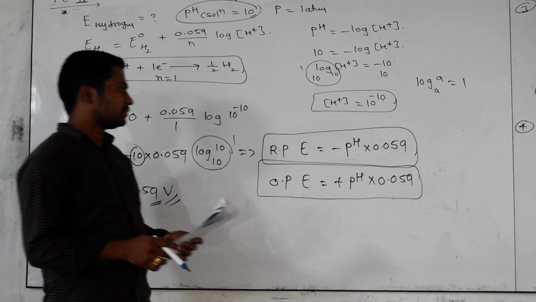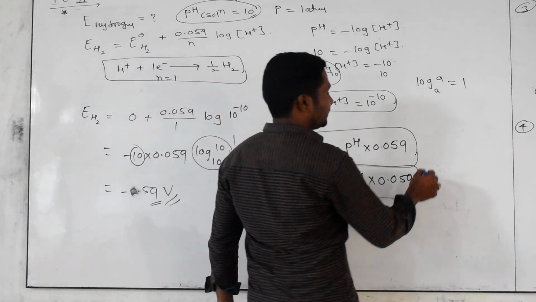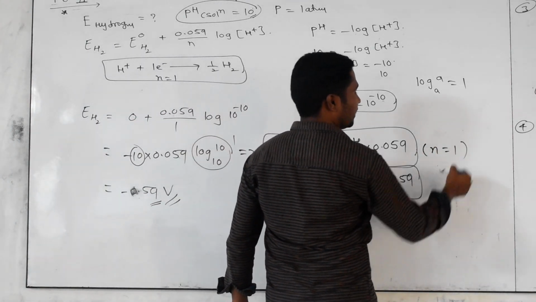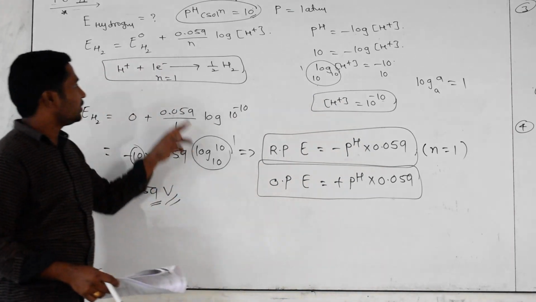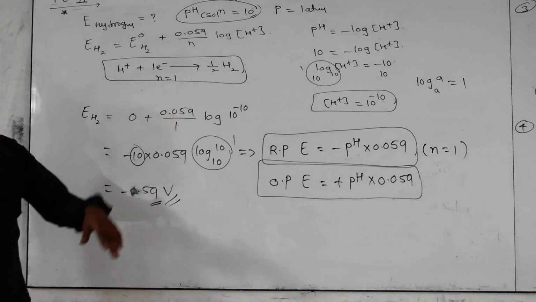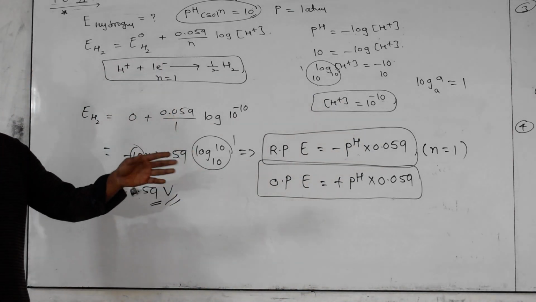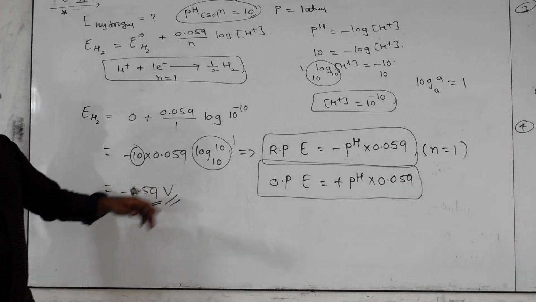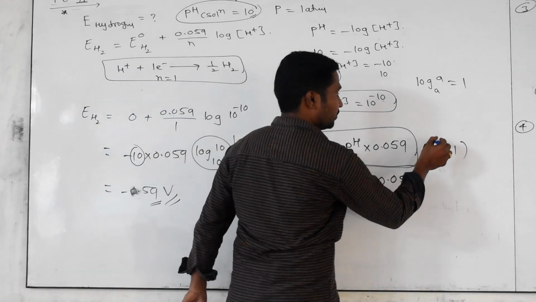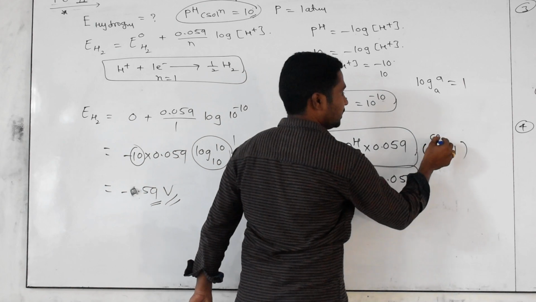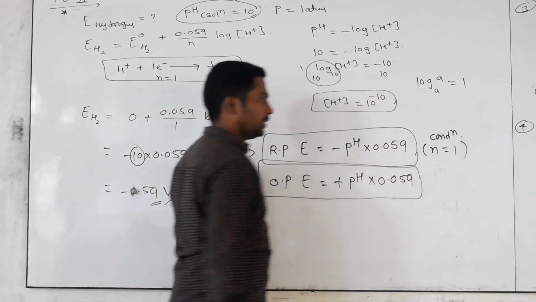Is all of it clear? But what is the condition? N should be 1, otherwise it will not work out. So N should be 1. Silver into silver ions, otherwise Cu plus into Cu, it will be like that only. Write down here very carefully. Compulsory condition: the number of transferred electrons should be 1.